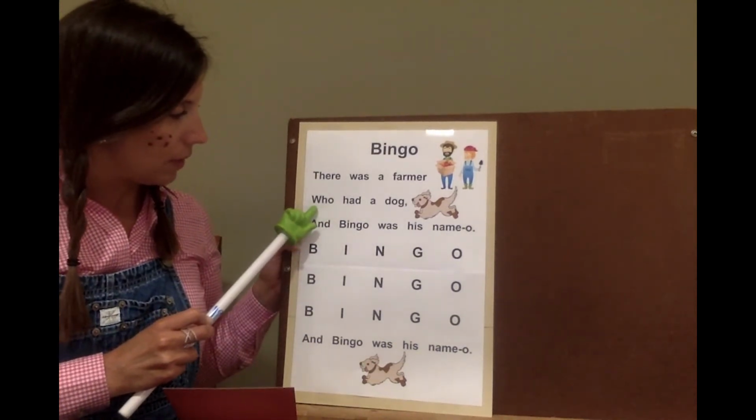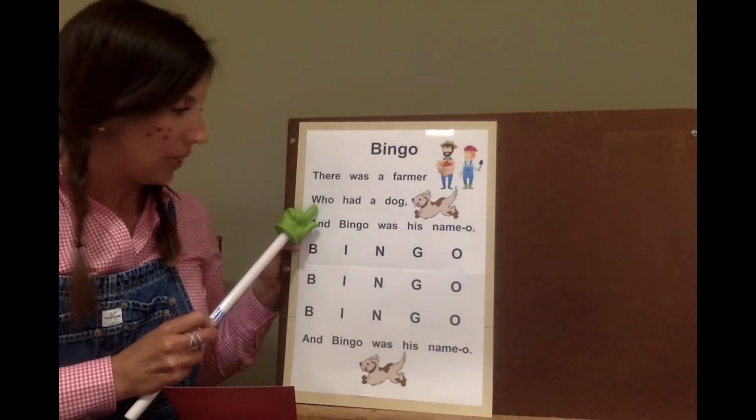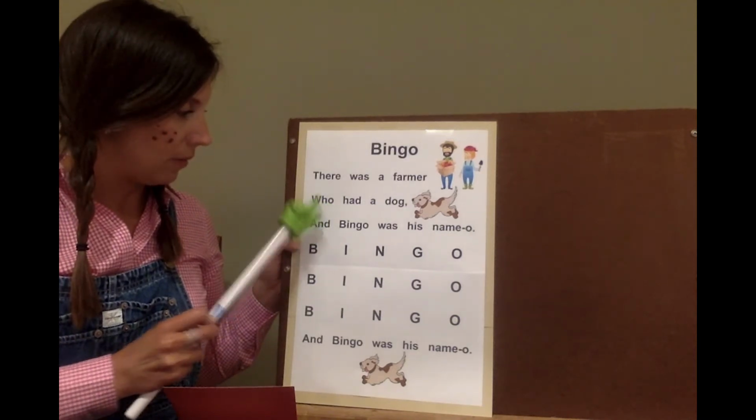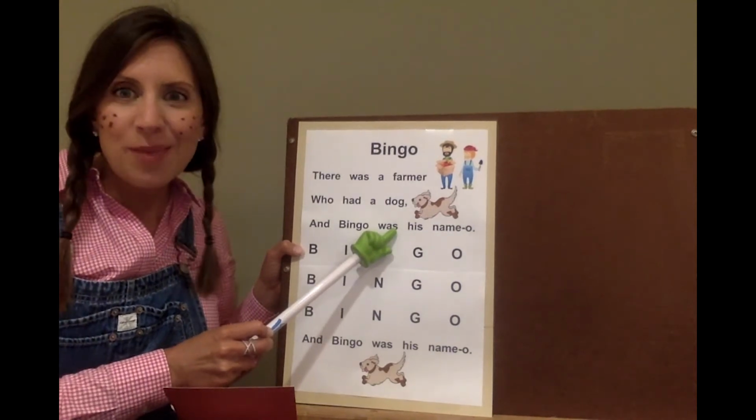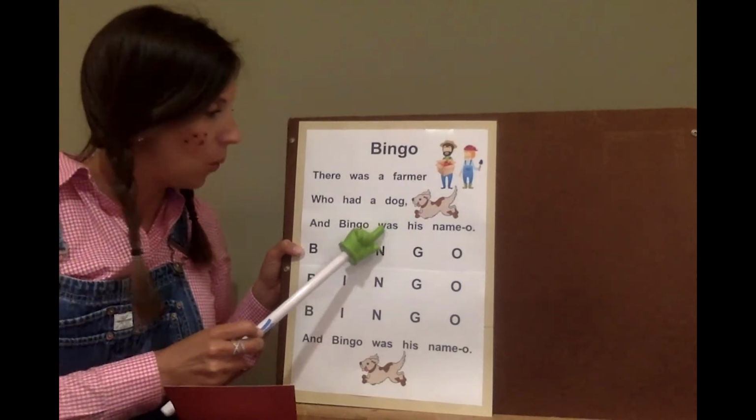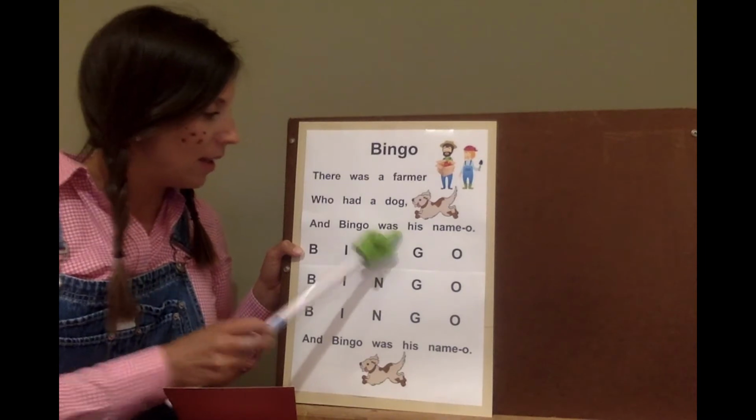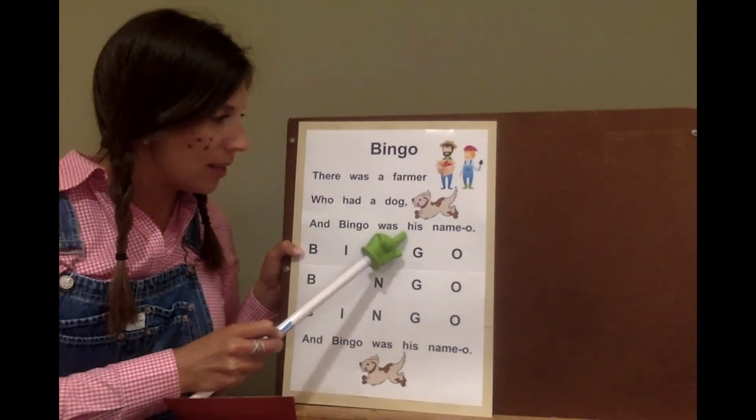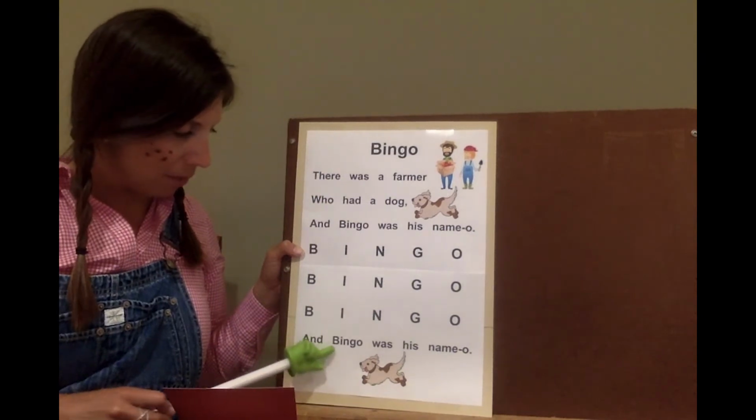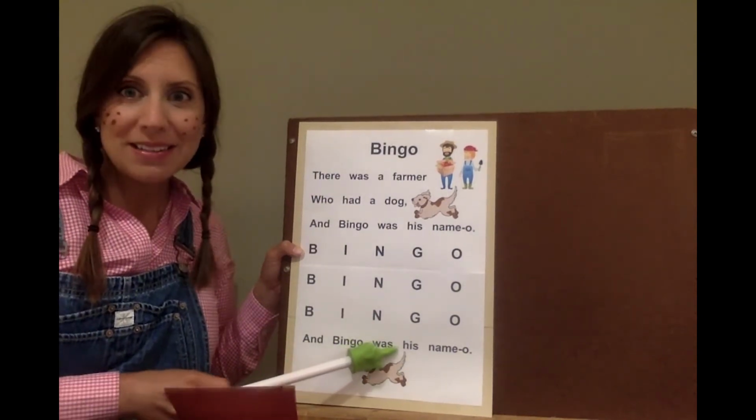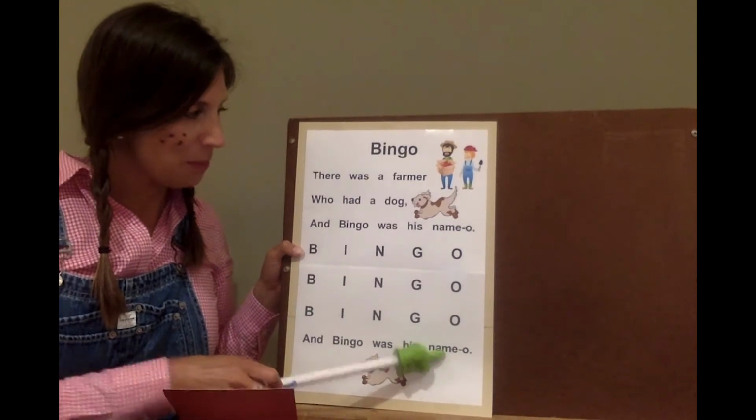Well, here's a word with W, but it just starts with a W. The rest is different. Here's was. We found the top secret word again. Was. And Bingo was his name. Let's look down here. And Bingo was his name.